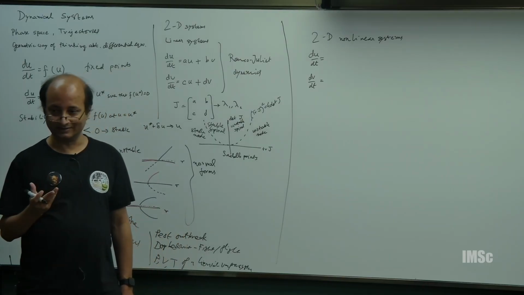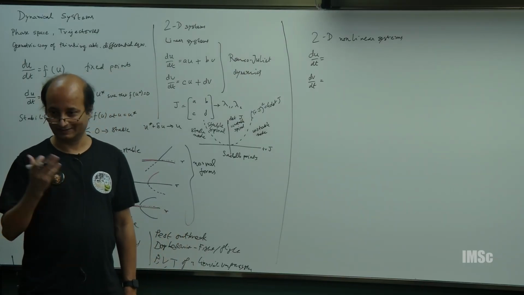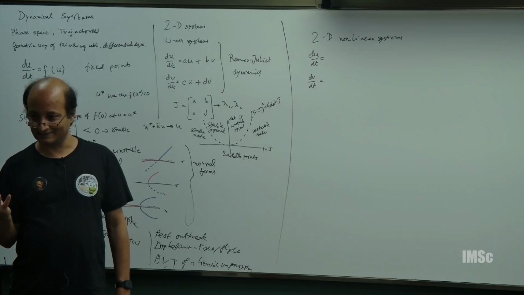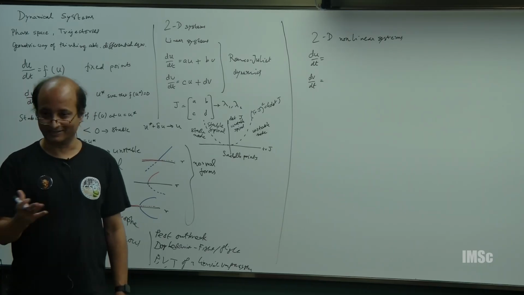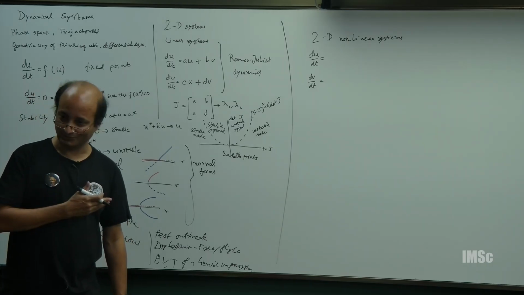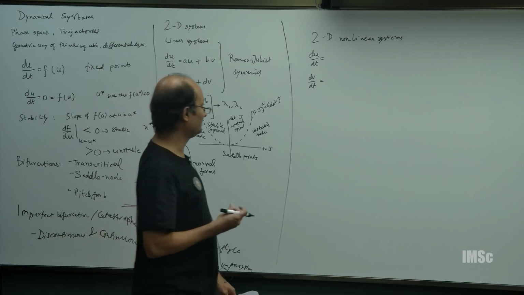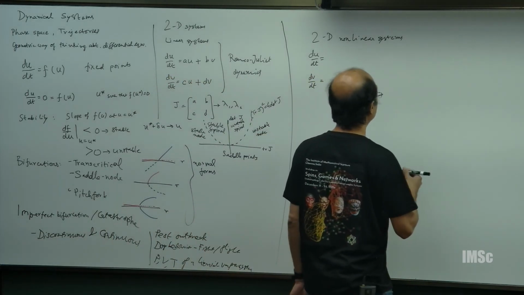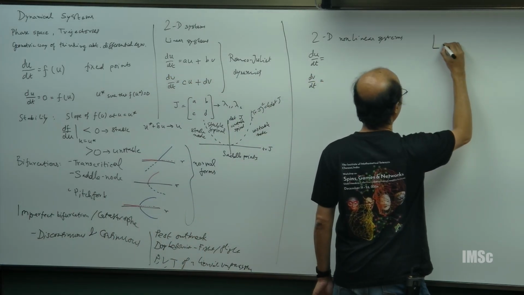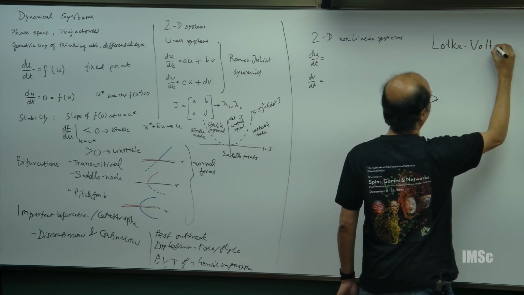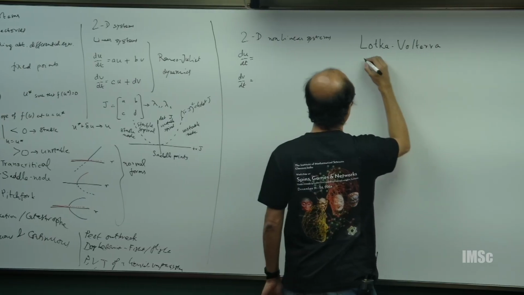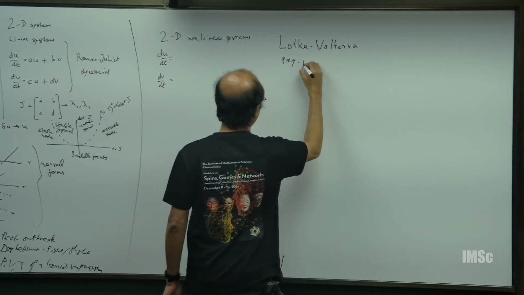Superposition of solutions are not also solutions. One of the great properties of linear systems is that if you have solutions, then linear combinations of those solutions are also themselves solutions. That is no longer true for nonlinear systems. Okay, so let us start with an example, and I will use something which might be known to most of you. This is the Lotka-Volterra prey-predator system.